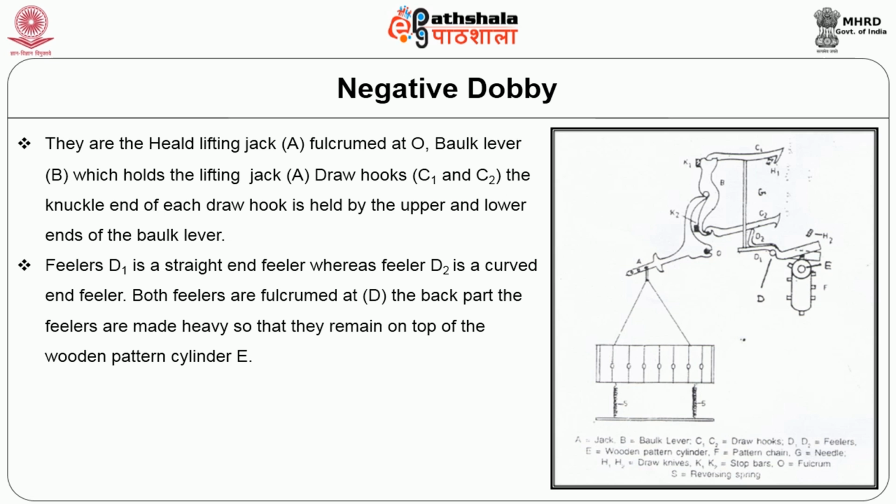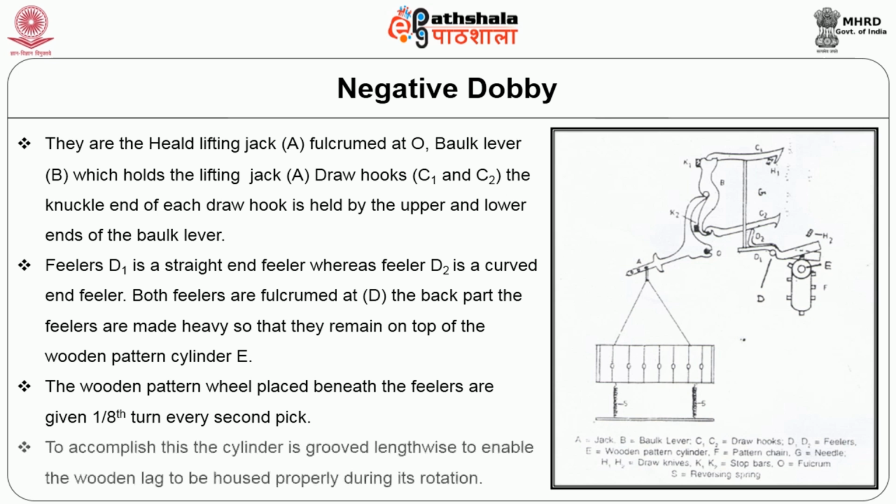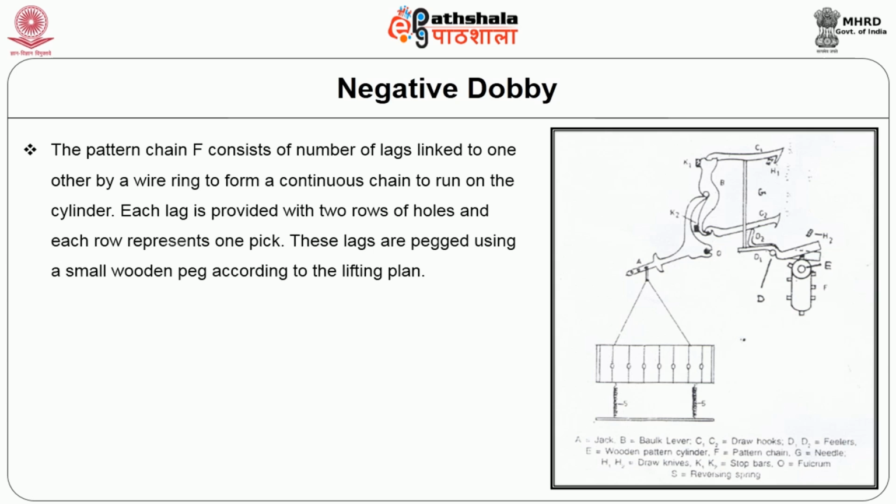The back part of the feelers are made heavy so that they remain on top of the wooden pattern cylinder E. The wooden pattern wheel placed beneath the feelers is given 1/8 turn every second pick. To accomplish this, the cylinder is grooved lengthwise to enable the wooden lag to be housed properly during its rotation. The pattern chain F consists of a number of lags linked to one another by a chain ring to form a continuous chain to run on the cylinder. Each lag is provided with 2 rows of holes and each represents 1 pick. These lags are pegged using small wooden pegs according to the lifting plan.